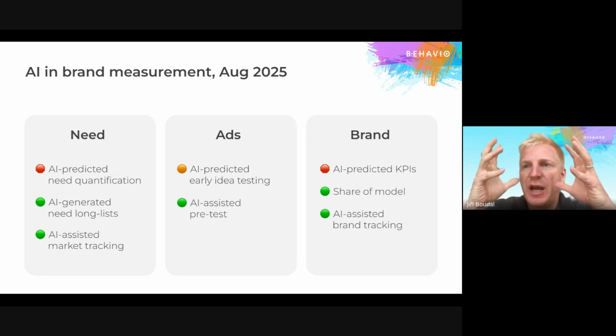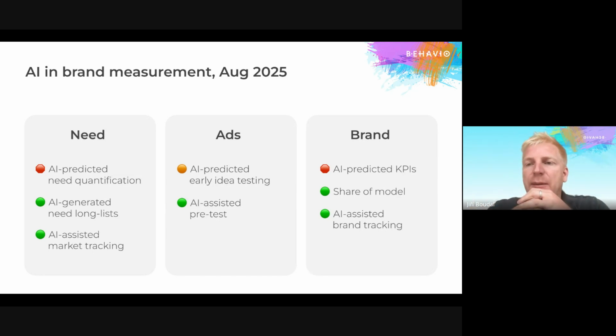Basically, there are two big types of use of AI in brand measurement. One is AI-assisted, which is using AI to make research on real people faster, smarter, cheaper. Super good. We're doing a lot of things, I'll just show. And then there are synthetic respondents or AI predictive metrics. So far, from what we see, it's becoming quite good in early idea testing, especially for attention.